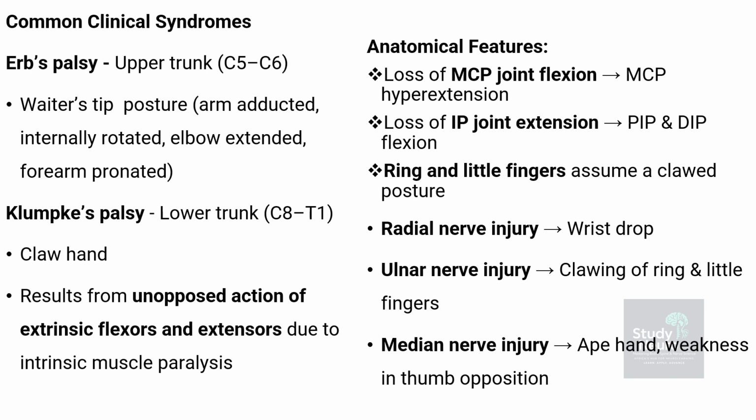Individual nerve injuries also produce recognizable patterns. Damage to the radial nerve results in wrist drop, while injury to the ulnar nerve causes clawing of the ring and little fingers. Median nerve injury, on the other hand, weakens thumb opposition and can create the characteristic ape hand deformity.